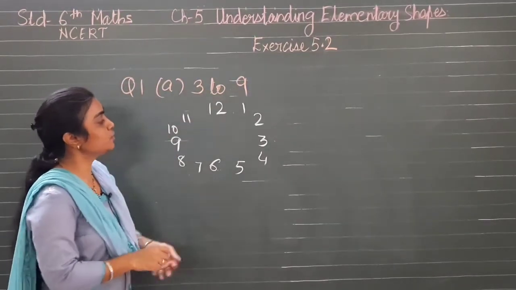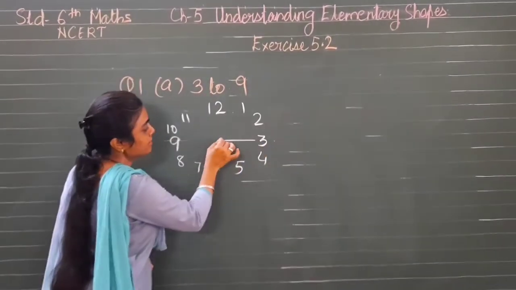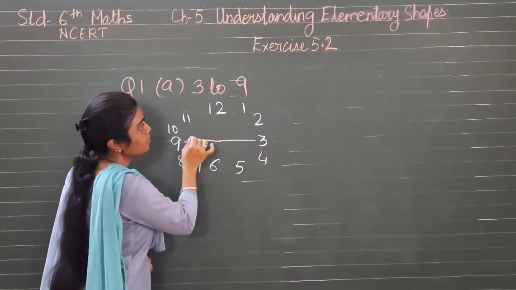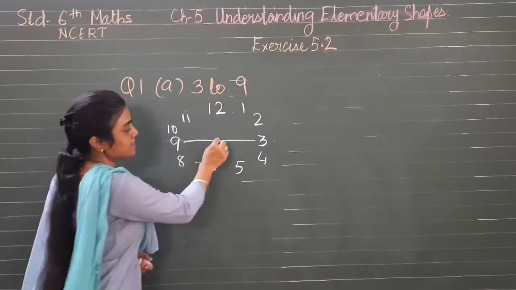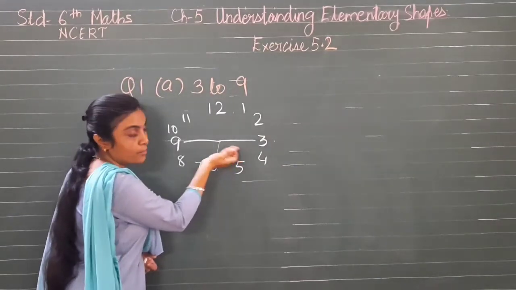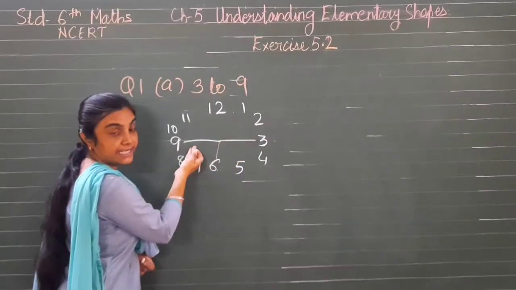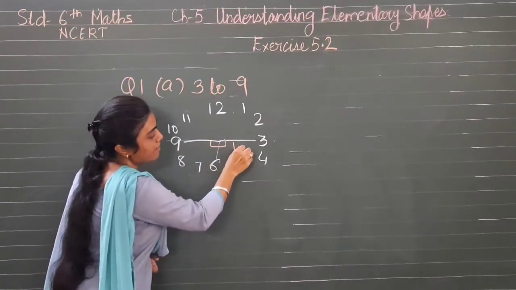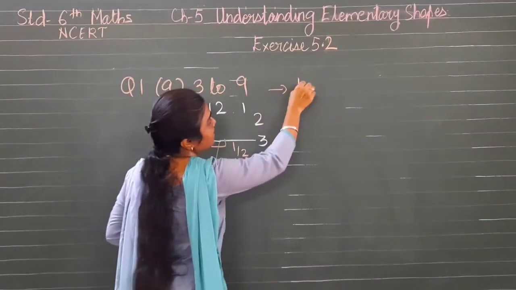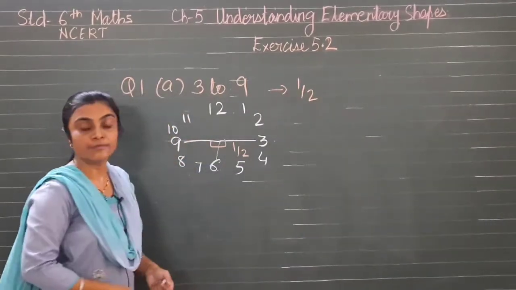So from 3 to 9, it is at 3 and it goes to 9. So from 3 to 9, this is our right angle, that means 1/4, and from here again it is 1/4. 1/4 plus 1/4, so this is half revolution. So it has gone half of the revolution.